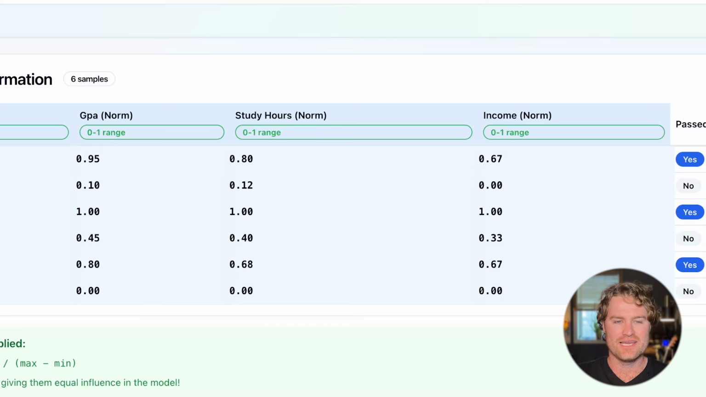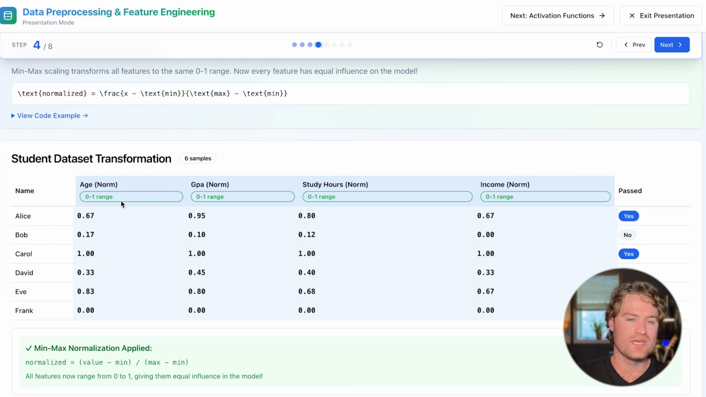We have now taken our data and it is all normalized. We can take a relationship between age and study hours, or age and income, GPA and income, and it all makes sense. It'll all fit on a graph nicely, and from that we can start making predictions.